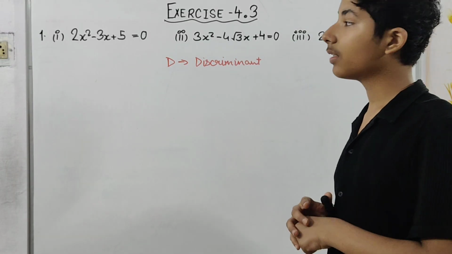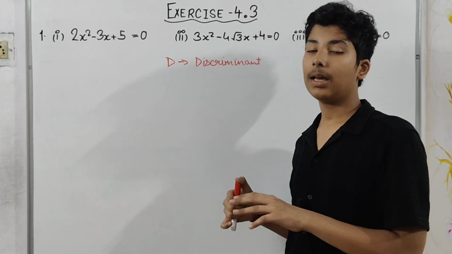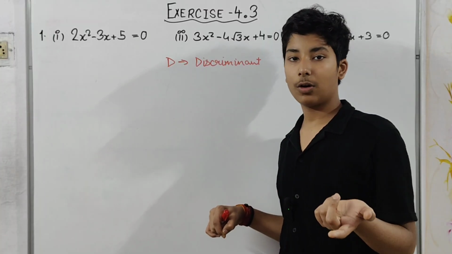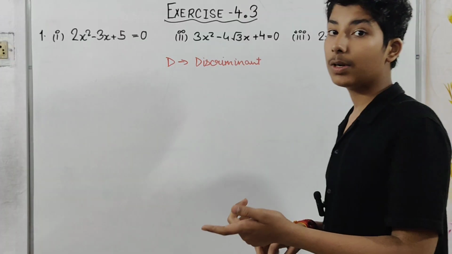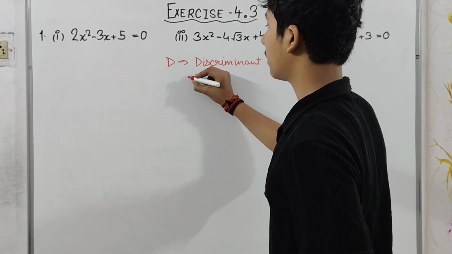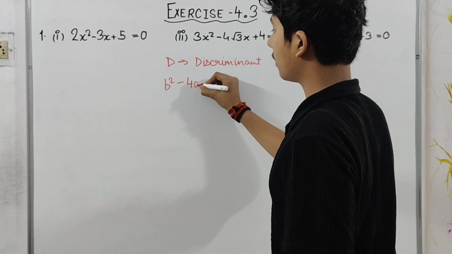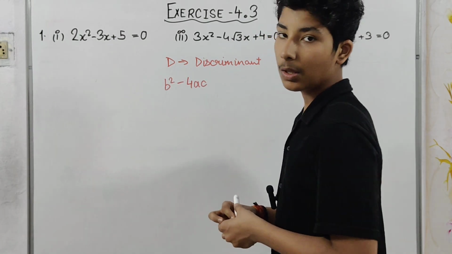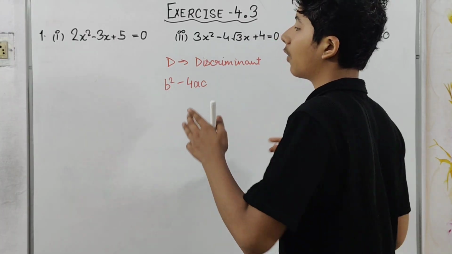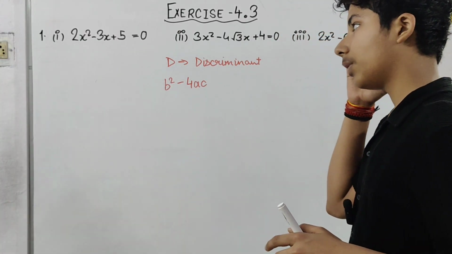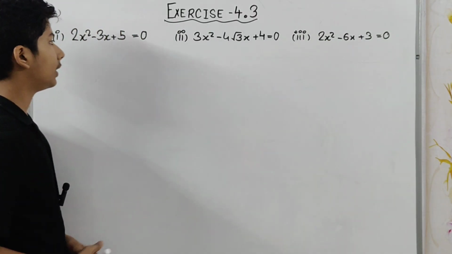If the discriminant is positive, then the roots will be real. If negative, then the roots will not be real. And if zero, then the roots will be real, but both roots will be equal to each other. I hope this is clear. This is found by b square minus 4ac. So we'll just put the values in this formula and find out whether the roots can be found or not. Let's rub this. Now we'll start.